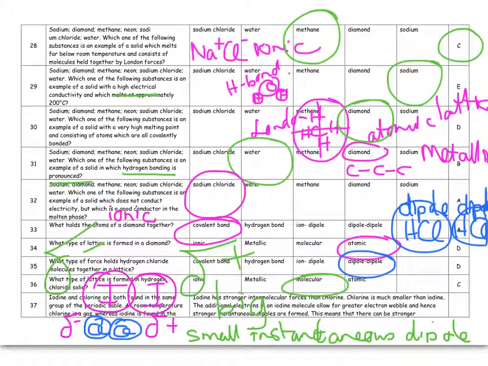So if I read through the answer that's given here, iodine has a stronger intermolecular force than chlorine. So it's more likely to be a solid. Chlorine is much smaller than iodine. The additional electrons of an iodine molecule allow for greater electron wobble, and hence a stronger instantaneous dipole is formed. This means that there will be a stronger intermolecular force. It's a stronger electrostatic force in the London forces, and therefore a higher boiling point.